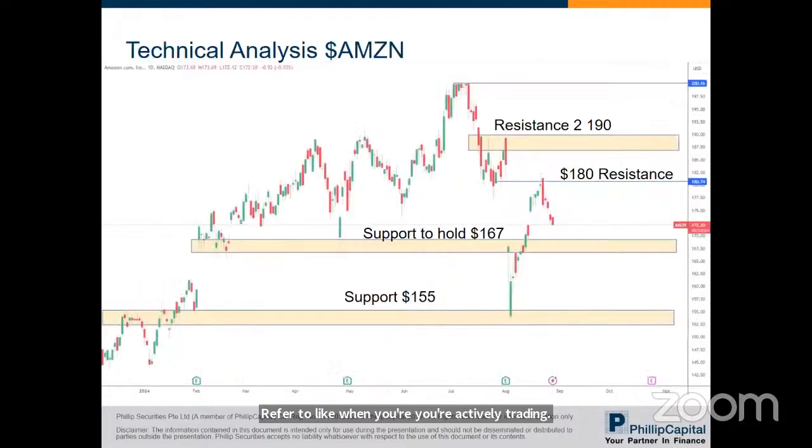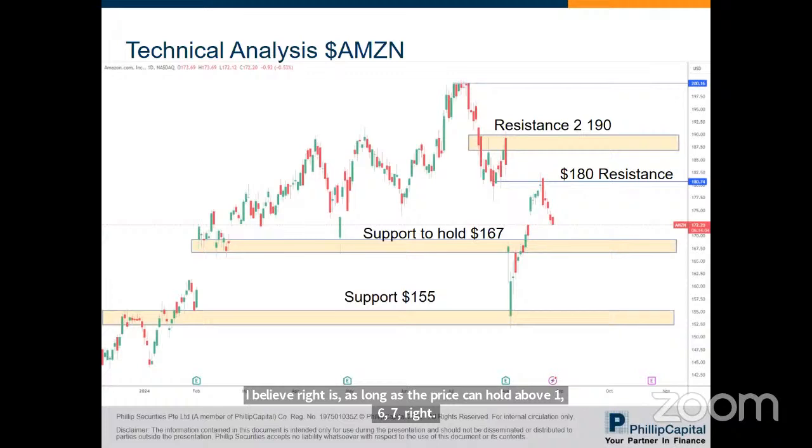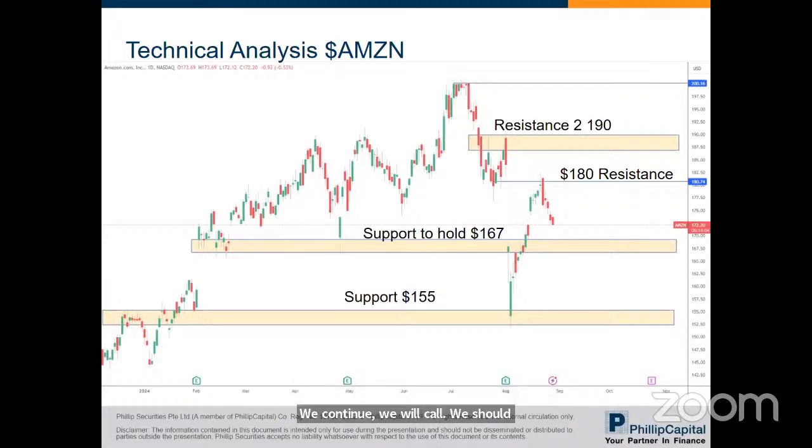So this is my technical analysis for Amazon. Over the past few weeks, Amazon has been dropping upon reaching its previous demand, which then turned into a supply at the level of 180. What I believe is as long as the price can hold above 167, we should continue to see a range bound in Amazon. These are the levels that you should take note of.